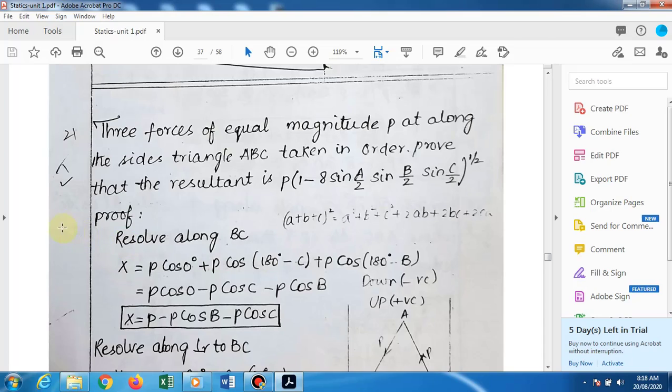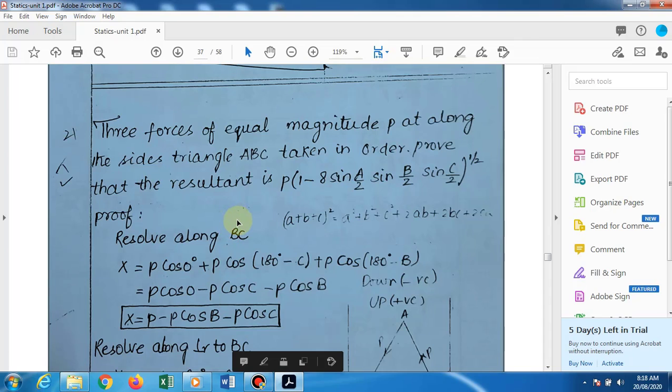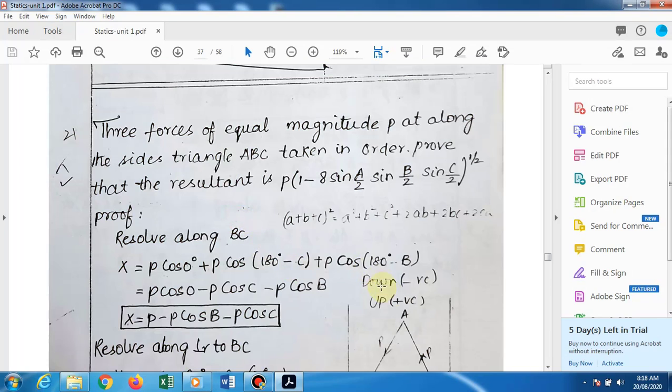You have to see a diagram. Resolve along BC. Here we resolve along BC. What do you get? X is equal to P cos 0 plus P cos (180 minus C). As in the diagram, you put a direction here: if it is upward it is positive, if it is downward it is negative. Here, as I said before, P cos 0.